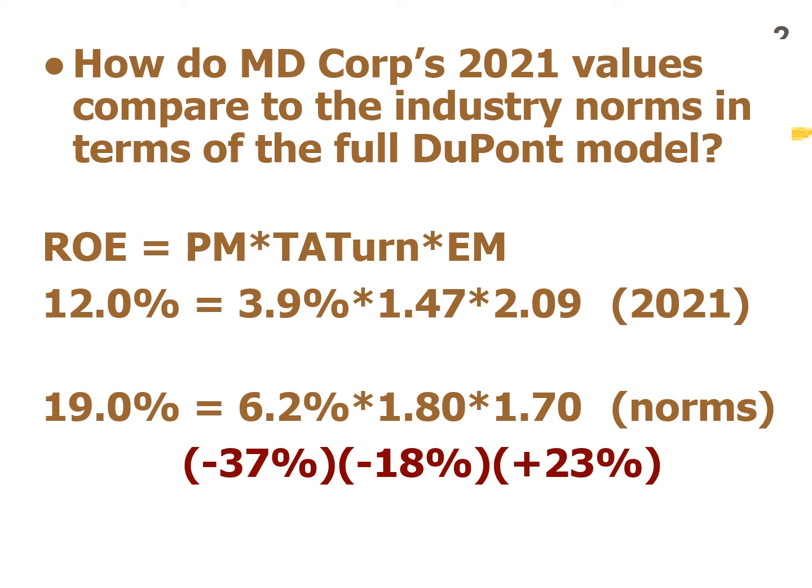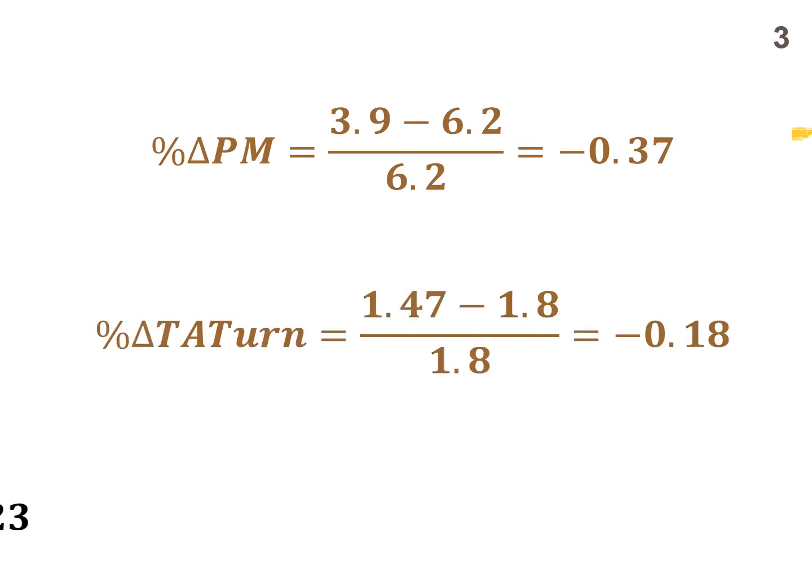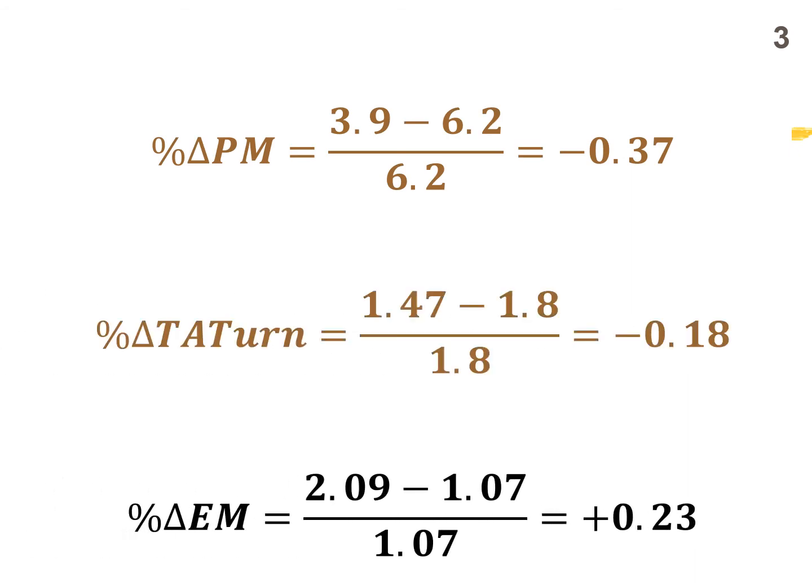Which of these first two measures, though, is the primary culprit leading to low return on equity? Is it the profit margin or the total asset turnover? And as you can see below, the profit margin is 37% below the industry average. So that's the primary problem for MD Corporation. This is simply an example of how those percentage differences were calculated.